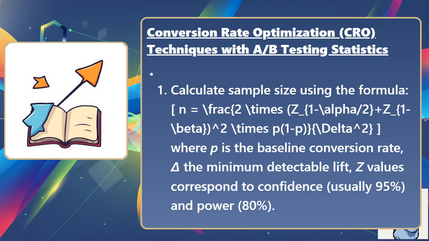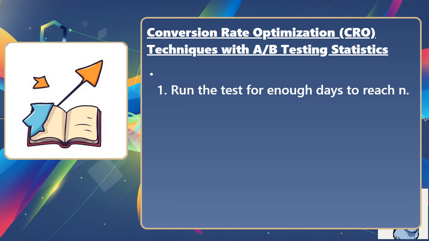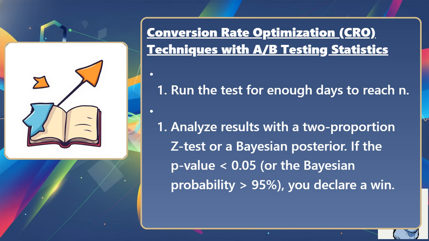Calculate sample size using the formula N equals 2 times (Z sub 1 minus alpha over 2 plus Z sub 1 minus beta) squared times P times (1 minus P) divided by delta squared, where P is the baseline conversion rate, delta the minimum detectable lift, and Z values correspond to confidence, usually 95%, and power, 80%. Run the test for enough days to reach N. Analyze results with a 2-proportion Z test or a Bayesian posterior. If the p-value is less than 0.05 or the Bayesian probability is greater than 95%, you declare a win.